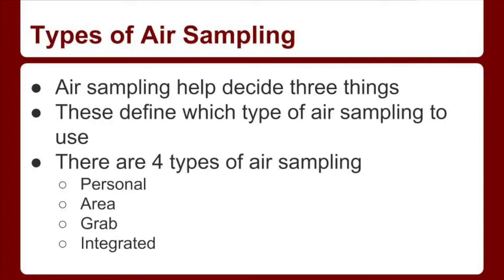Air sampling is used to evaluate employee exposure, assist in the design or evaluation of control measures, and document compliance with government regulation. These sampling objectives define the type of air sampling selected. The four types of air sampling are personal, area, grab, and integrated sampling.